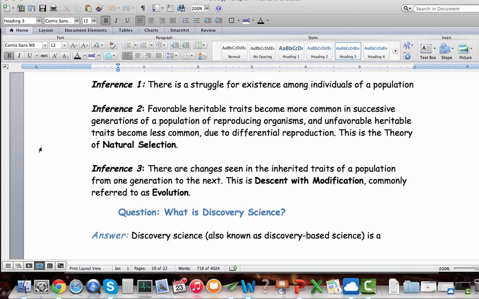The third inference he made is that there are changes seen in the inherited traits of a population from one generation to the next. This is descent with modification, commonly referred to as evolution.